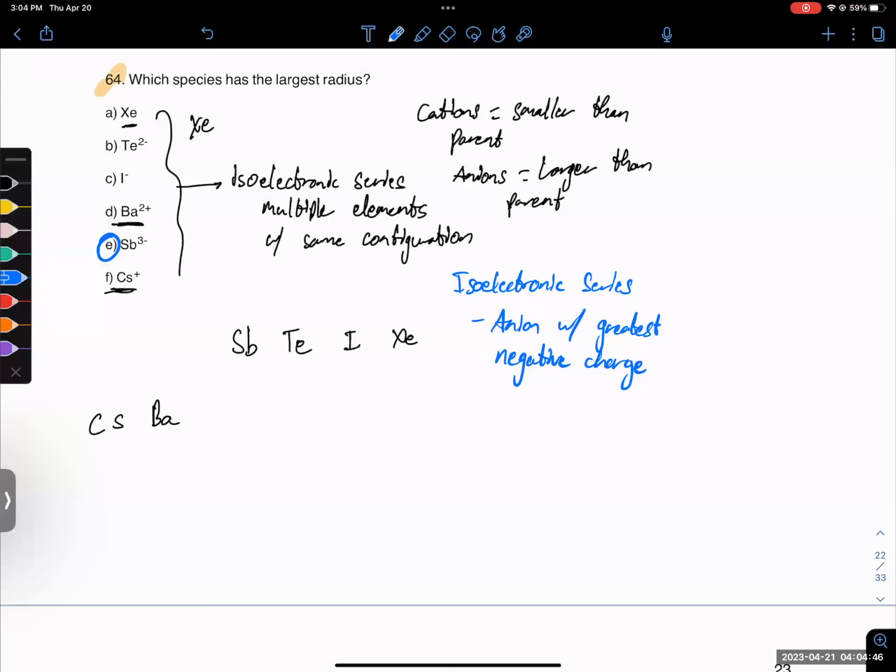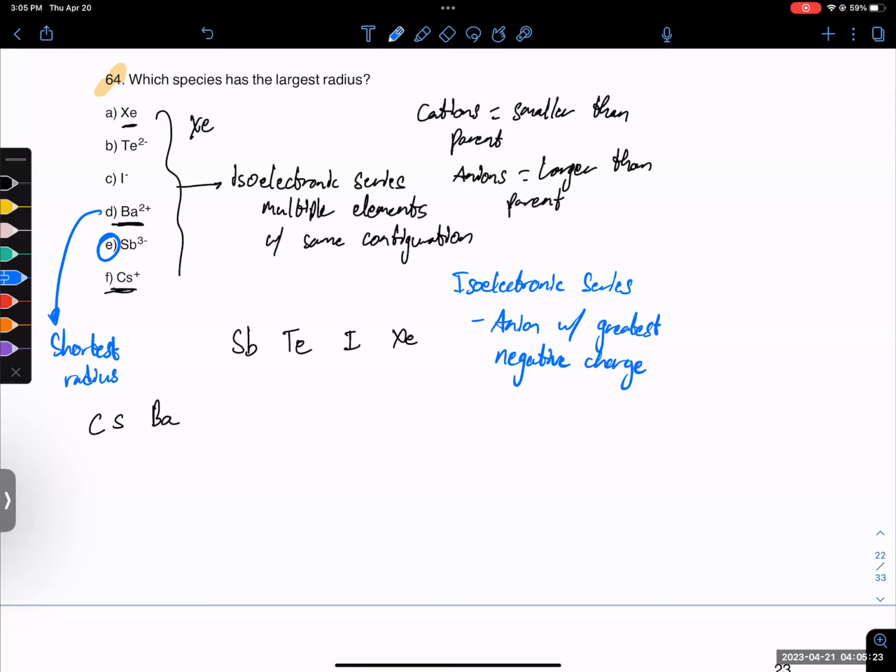And that is our answer for this question. What would be the answer if the question was asking about the shortest radius? I would say Ba2 plus would have the shortest. And I'm assuming the reasoning behind a larger radius for the more negative species is that there are more electrons crammed into the shell. Yeah, more electrons, and we know electrons have electron repulsion, so they want to spread out further.